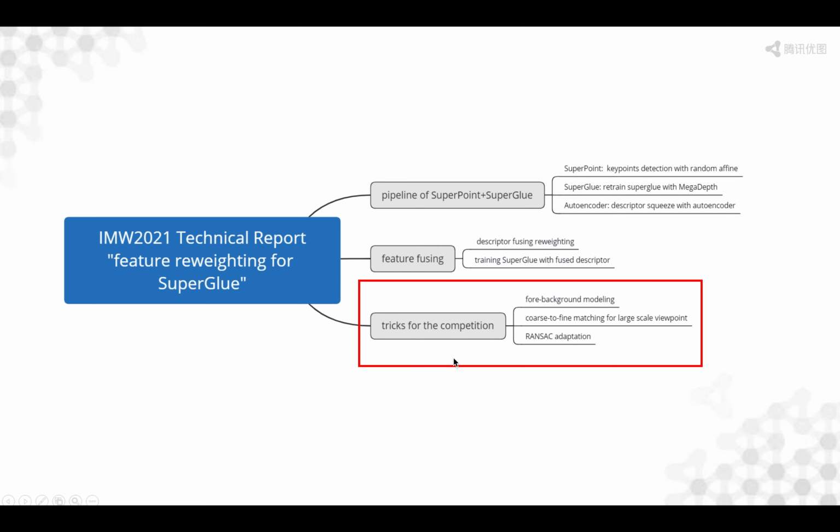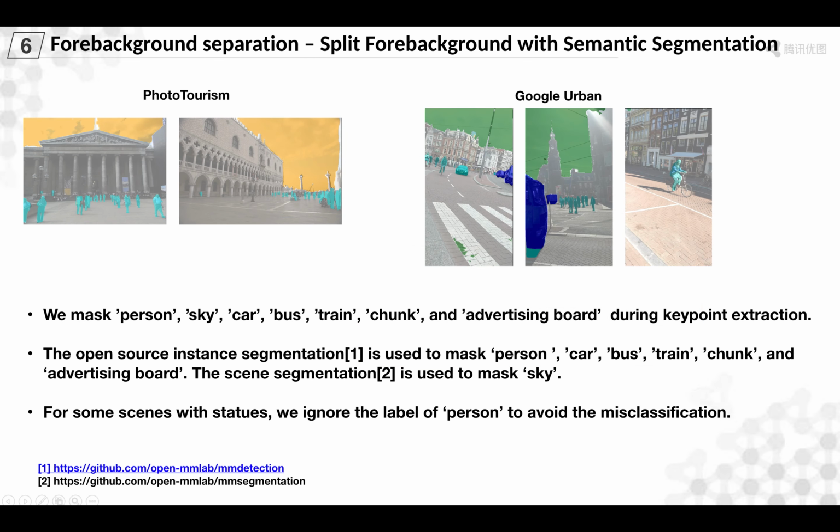Finally, we will share some effective tricks during the competition. First, we split foreground and background with semantic segmentation and instance segmentation. We mask person, sky, car, bus, train, chalk, and advertising board during the key point extraction stage. All segmentation results are generated from open source algorithms, which are shown below.